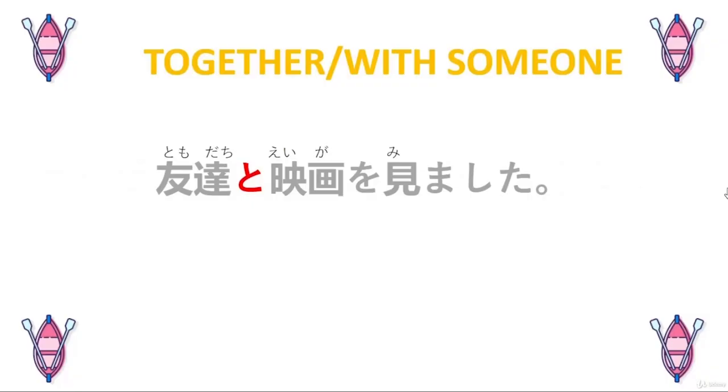Okay, to can also mean together or with someone, that you're doing something with someone. So let's take a look here. 友達と映画を見ました。I watched a movie. But I say 友達と, with a friend. So with a friend, I watched the movie.